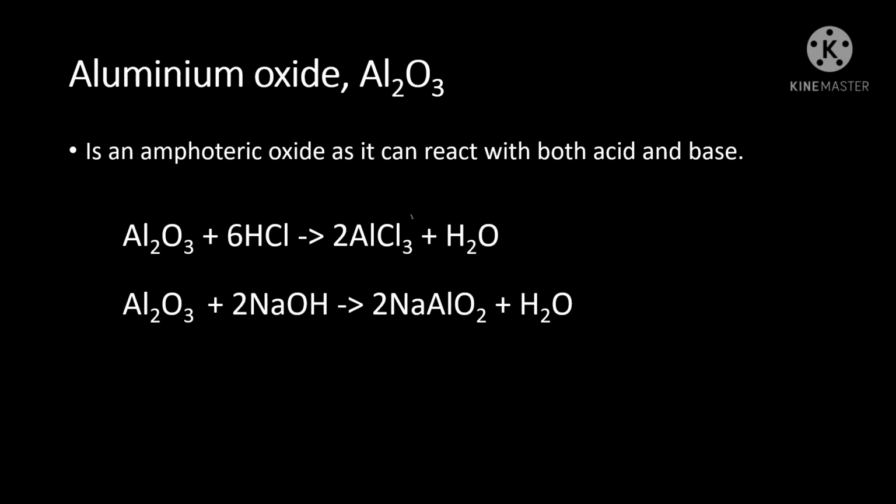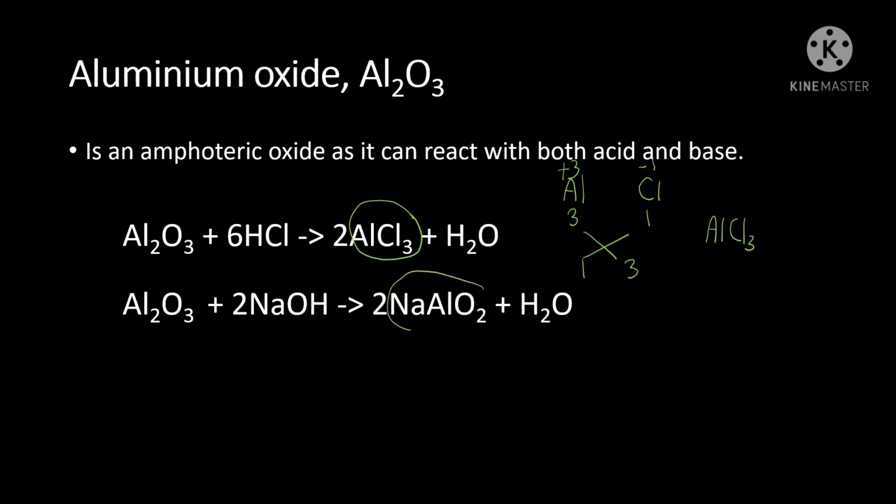How do we get the chemical formula for aluminium chloride salt? Again, aluminium is a group 13 element with oxidation number +3, chloride oxidation number -1. Ignore the charge, cross, we get 1, 3. Therefore, the chemical formula for aluminium chloride salt is AlCl3.